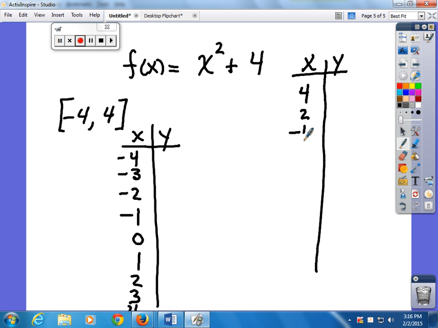4, 2, negative 1, 0, 1, negative 2, 6. Oh, no, you can't have 6. 3 and 4. That's what y'all do.